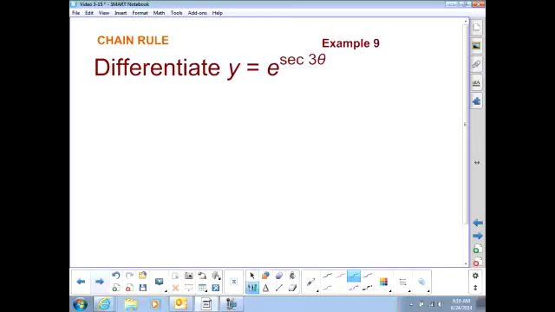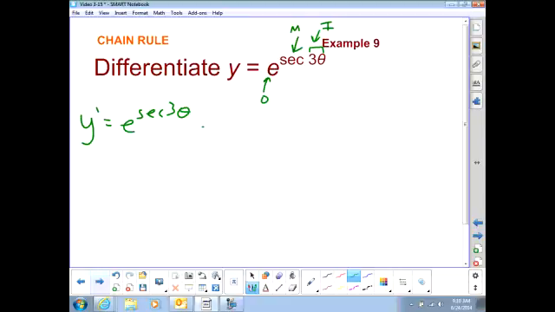Okay, here again, we've really got chain rule within chain rule. E is our outermost function. Secant we can think of as the middle function, and 3 theta as the innermost function. So start with the derivative of your outermost thing, which is e. We know the derivative of e is just itself, so we'll have y prime is equal to e to the secant 3 theta.